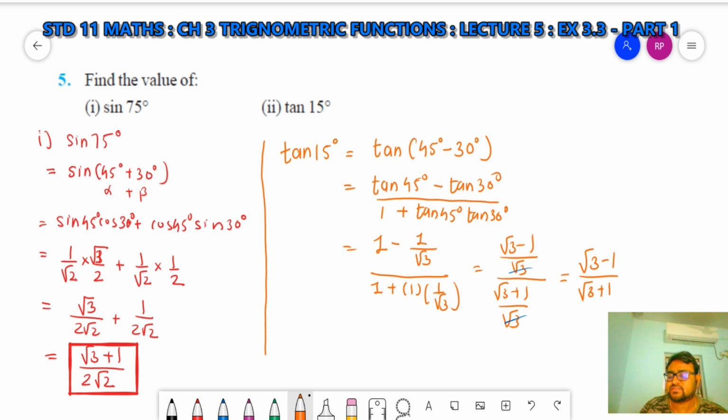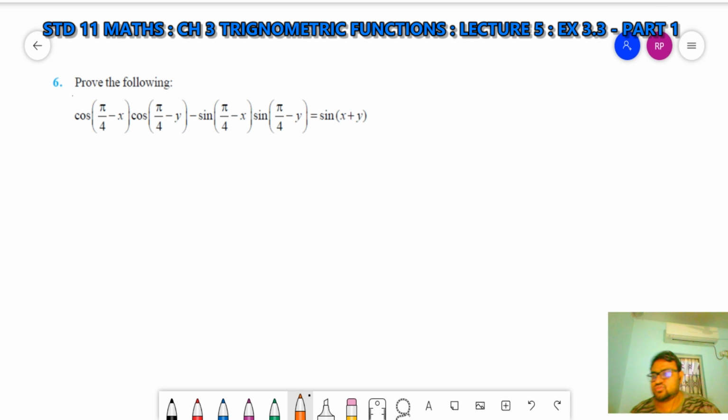Now let's move to the next, that is question number 6. Question number 6. You have to prove that cos(pi/4 - x) cos(pi/4 - y) - sin(pi/4 - x) sin(pi/4 - y) is equal to sin(x + y). Okay, now see, if you focus on the question, let me write this down.